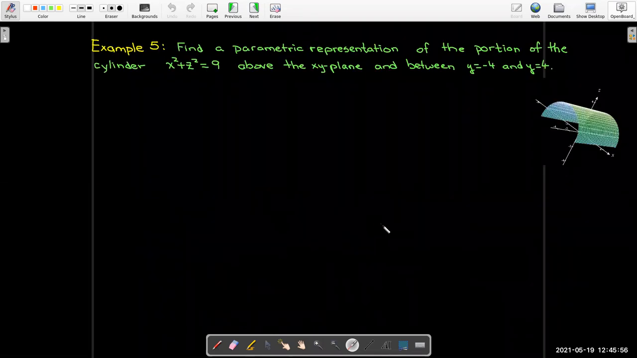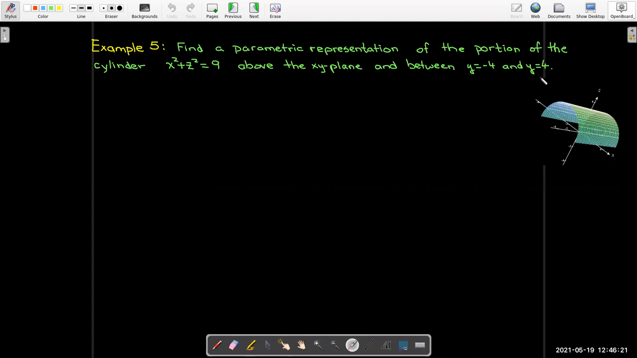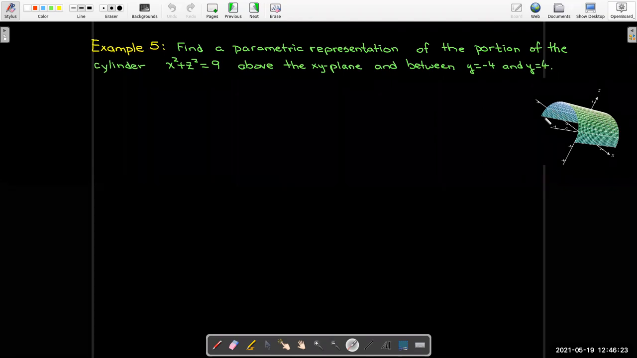Let's do another example. Here we have a parametric representation of a portion of a cylinder, right? So now x squared plus z squared is a constant. And we're only going to take the portion which is above the xy plane. So z is positive. X can be positive or negative, but z is only positive. And we're taking the portion of this cylinder between y equals negative 4 and y equals 4.